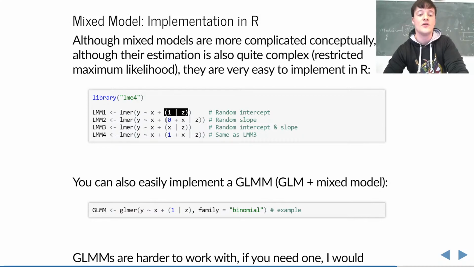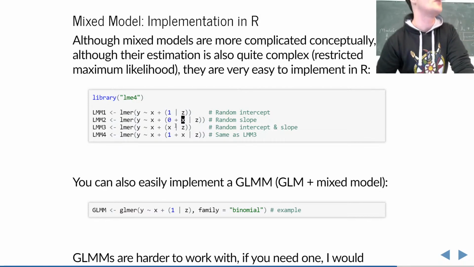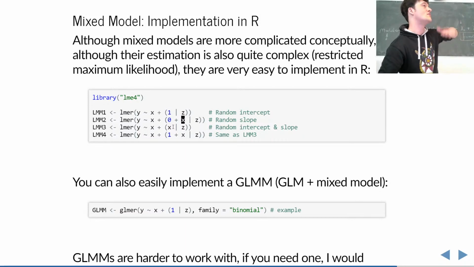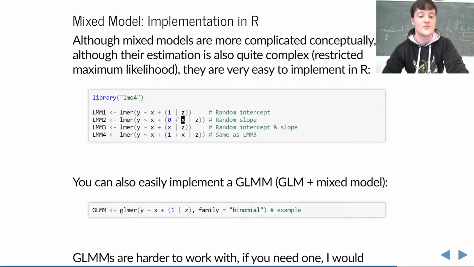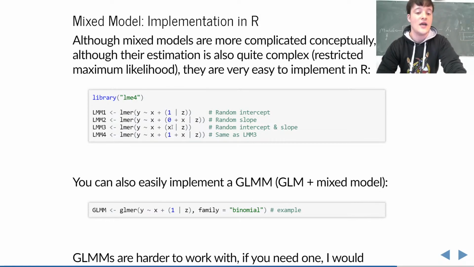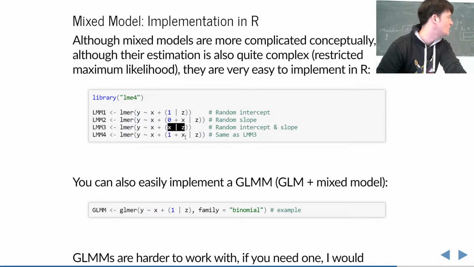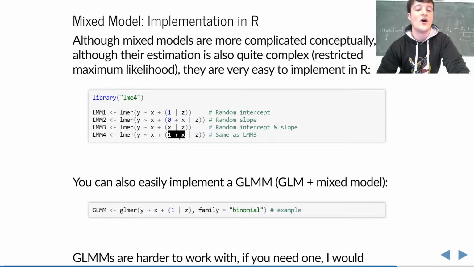Now, for a random slope, you have to say 0, which means no intercept, plus the thing you want a random slope for. So if progression over time is the thing I want to differ, then that is what I estimate a random slope for. So 0 plus x, vertical bar, z. That will give me a random slope. If I want to do both, I can just say x vertical bar z, because the default is to include an intercept for reasons we're not going to go into now. And that means that it's the same as saying 1 plus x, because 1 then means intercept, and x is the thing we want a random slope for.